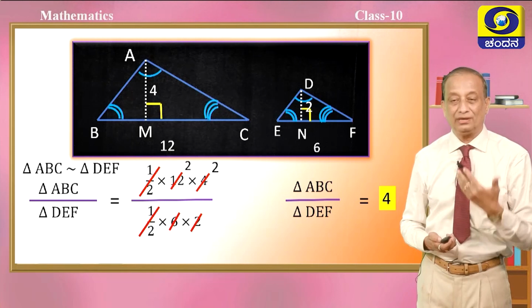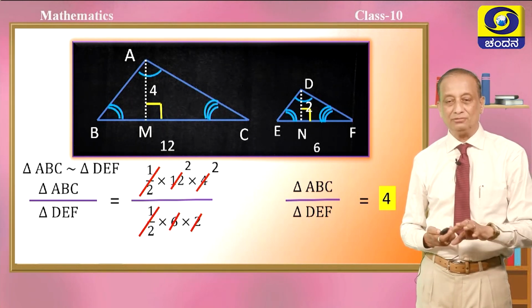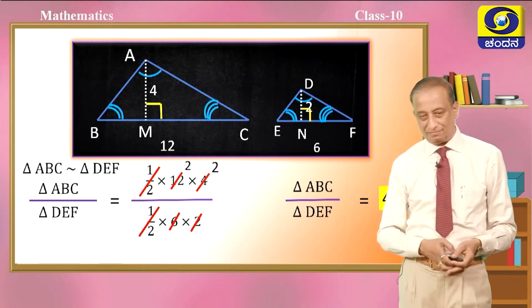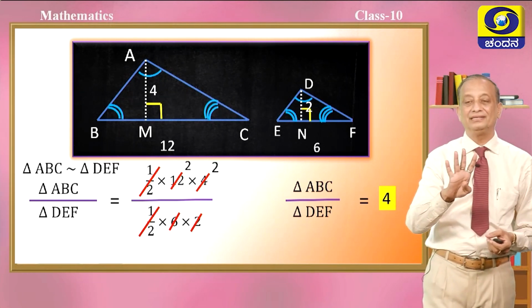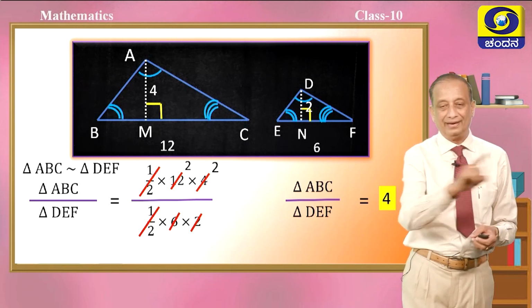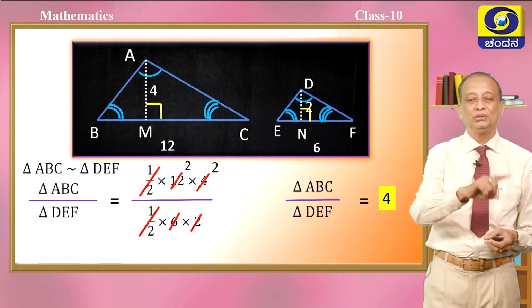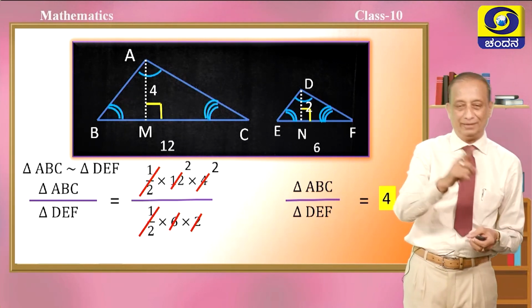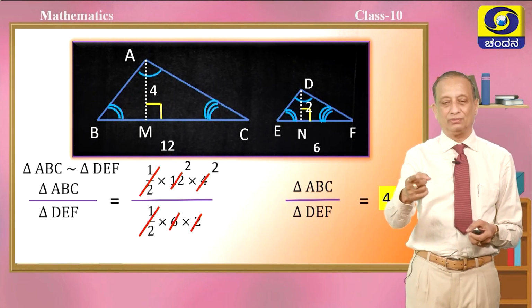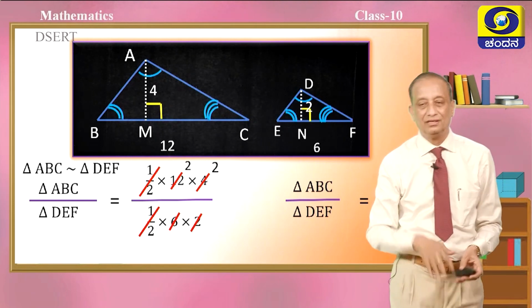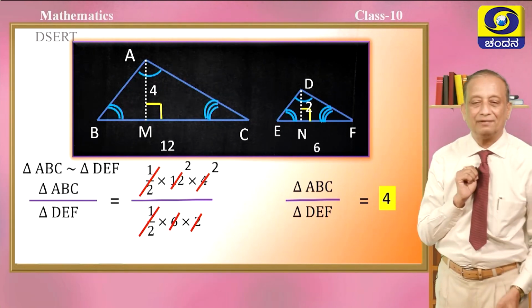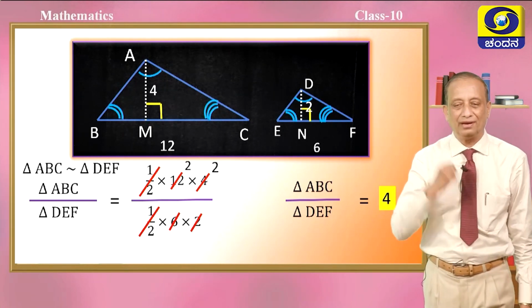It says 4 times. Okay, 4 times means area of triangle ABC is 4 times the area of triangle DEF when the bases are in the ratio 2:1. When bases are in the ratio 2:1, in this particular case, the area of triangle ABC is 4 times area of triangle DEF. Beautiful, excellent.